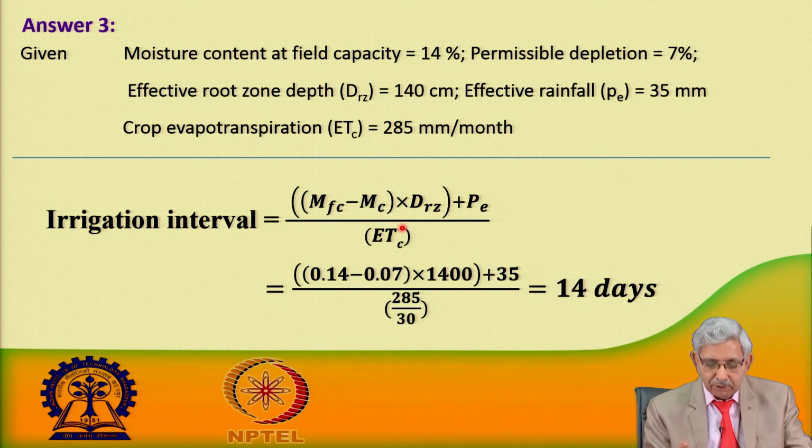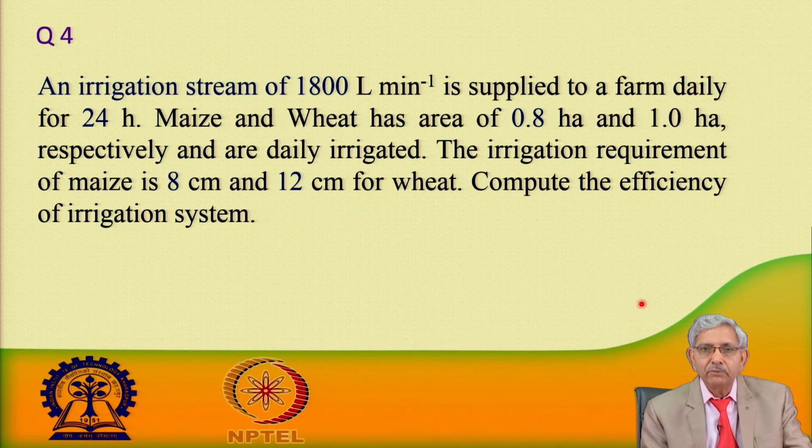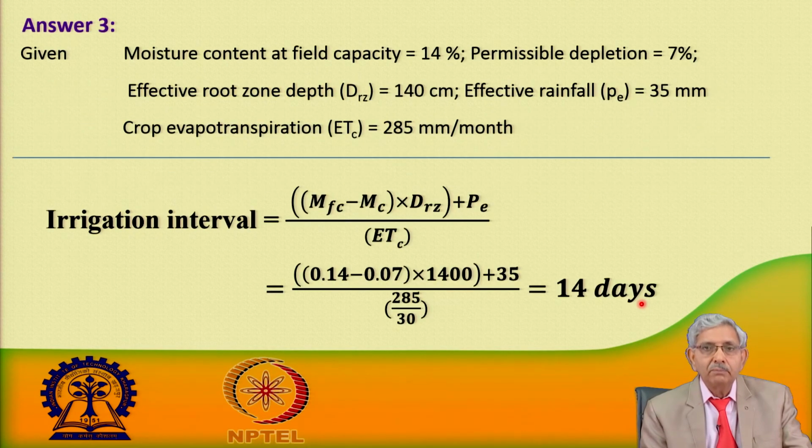So, simply what we are doing, 14 minus 7, that is 0.14 minus 0.07, multiplied by 1400 millimeter plus 35 millimeter is the rainfall, divided by 285, because it is per month. So, we are taking 30 days per month. So, we get irrigation interval of 14 days. So, next irrigation will be provided after 14 days interval.